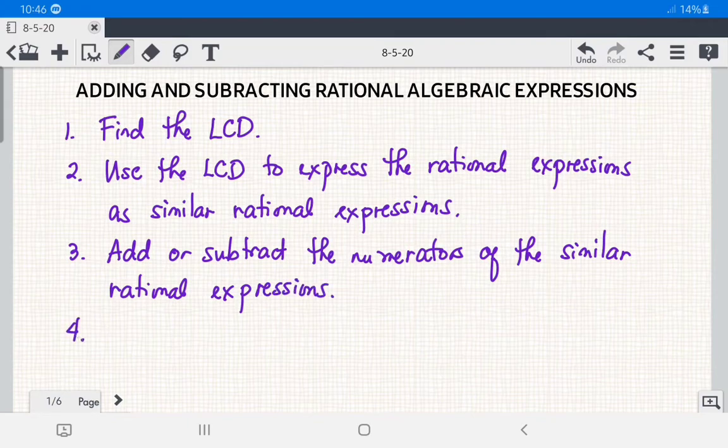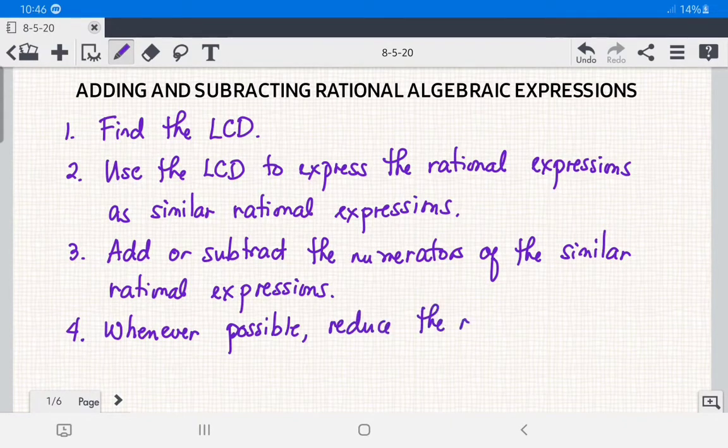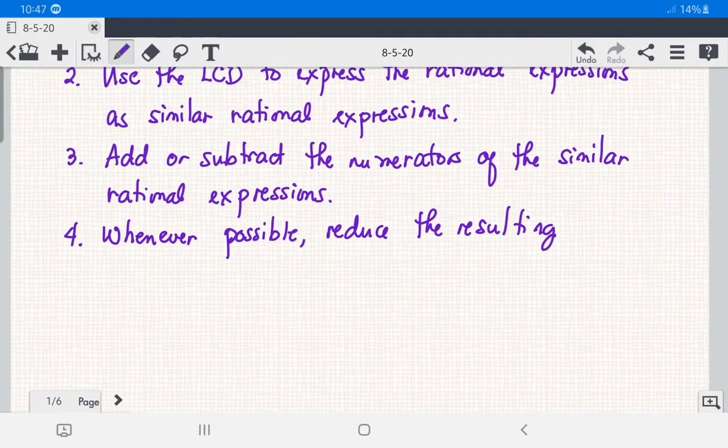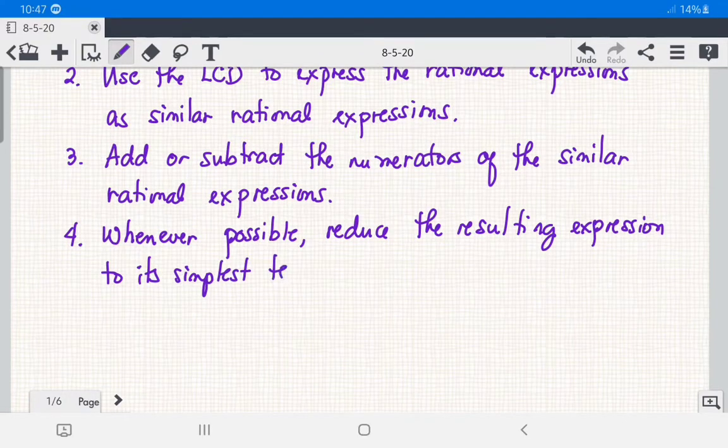Then number 4, whenever possible, reduce the resulting expressions to its simplest terms.